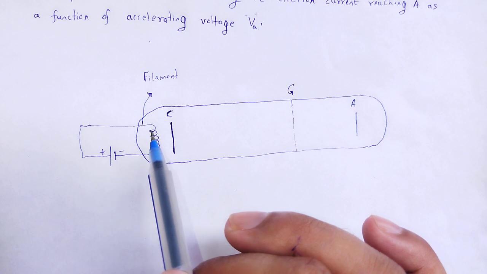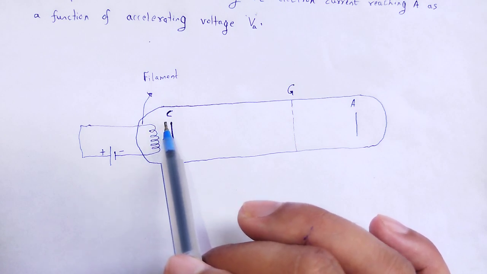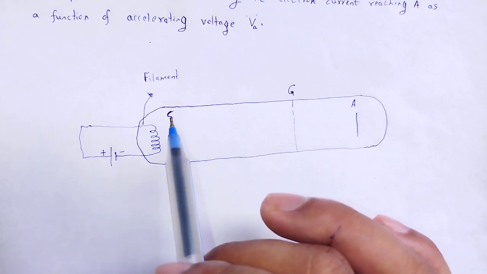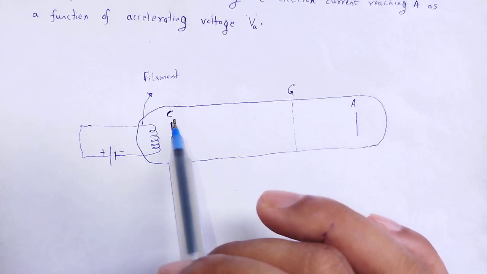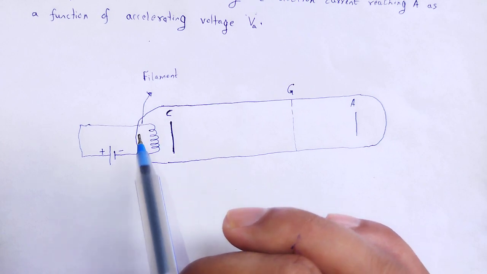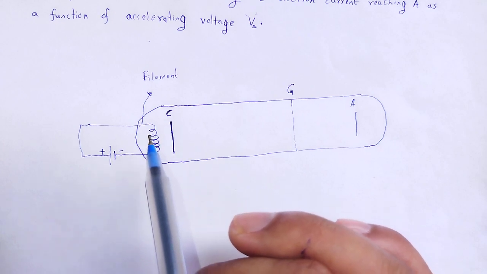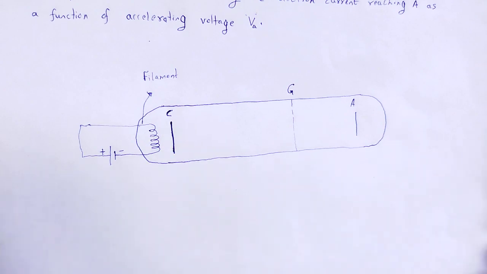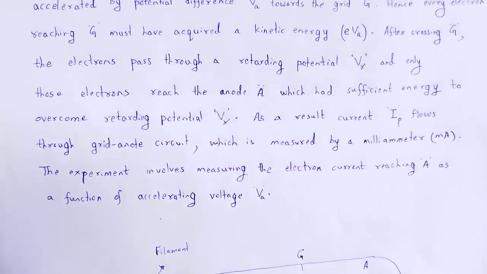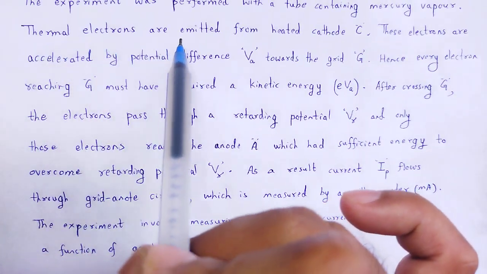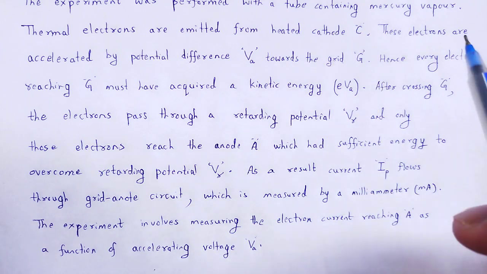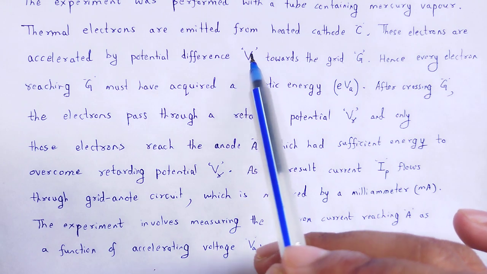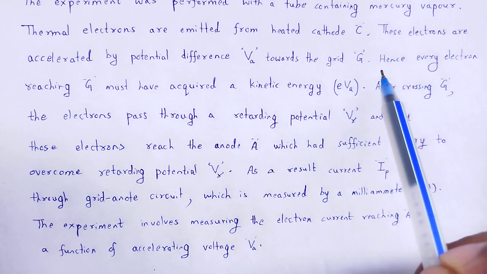Due to that, heat energy is supplied to the cathode and electrons are emitted from it. These electrons are emitted due to thermal energy, and that process we call thermionic emission, and these electrons are named thermal electrons. Thermal electrons are emitted from the heated cathode C. These electrons are accelerated by potential difference V_A towards the grid G.